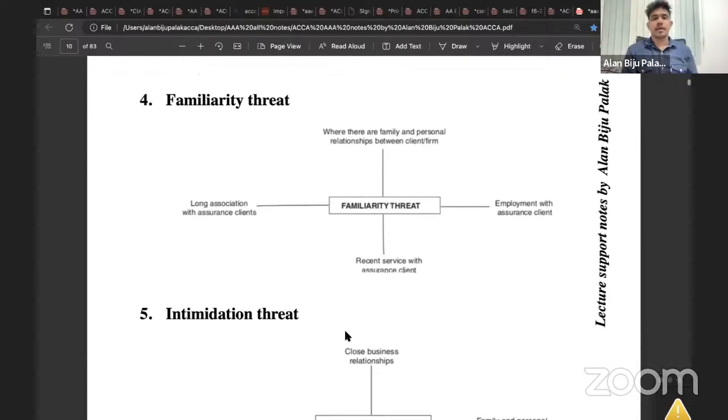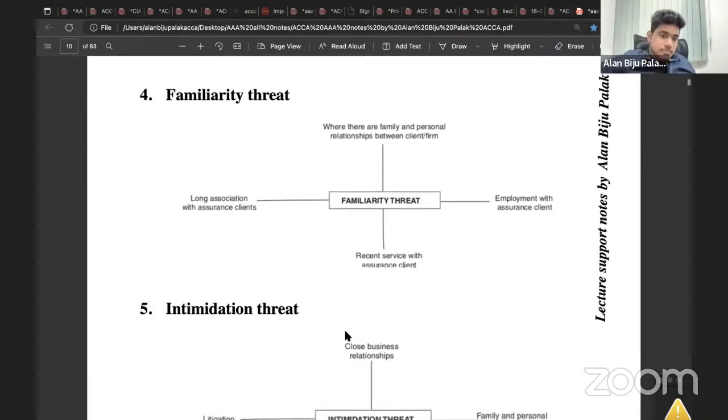And when it comes to familiarity threat, it will always arise purely on the basis of long-term association with the client. Suppose you have been working for the client for more than 7 years as an auditor, or you have already provided some other non-assurance services to the client company earlier, or you might have already been employed with the client company before. In all these situations, there can be chances of having familiarity threat.